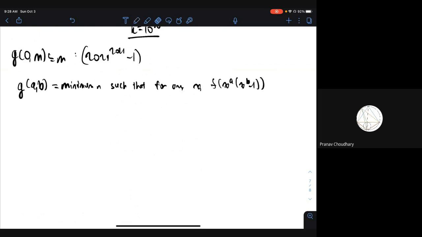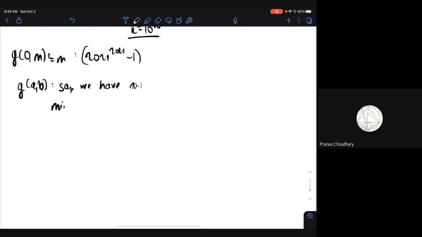So okay, I'm not writing this with the right intention. I'll say it with words. The way to think of G is that say we have x to the a, and say that we have x minus one. So from x minus one, it's the minimum number of steps to build x to the a times x to the b minus one. Is that clear?